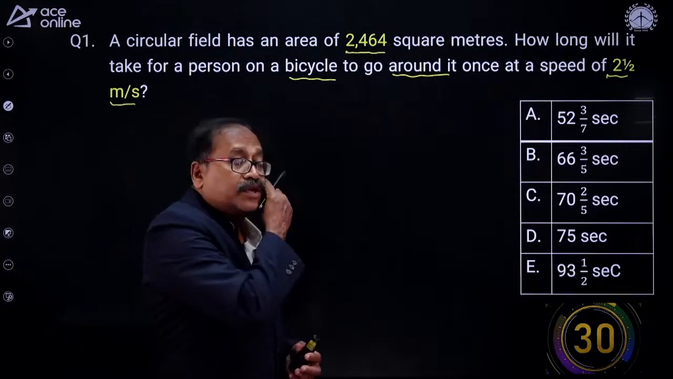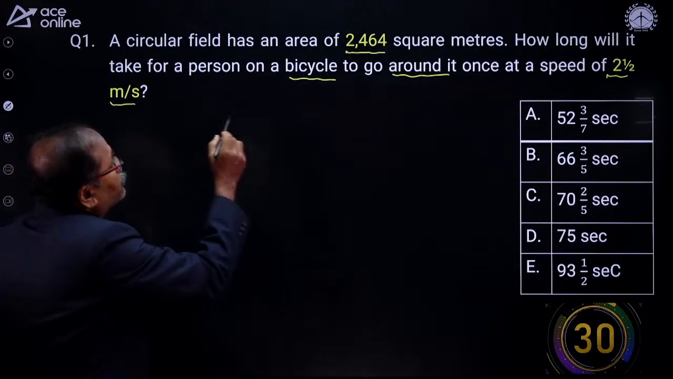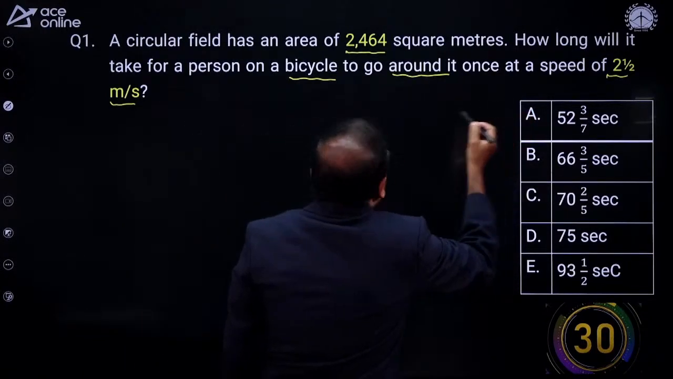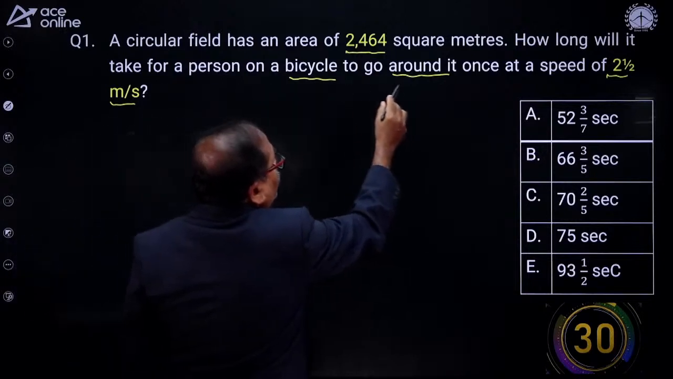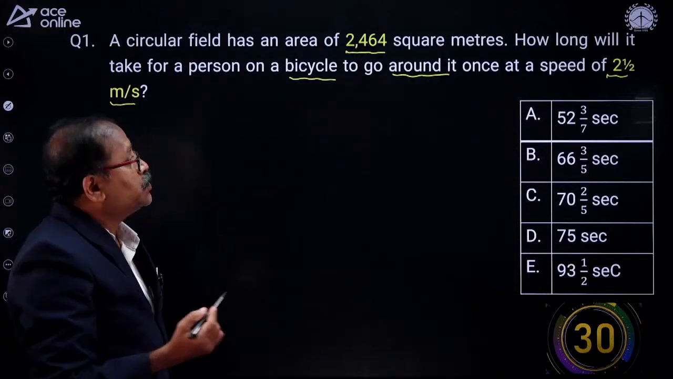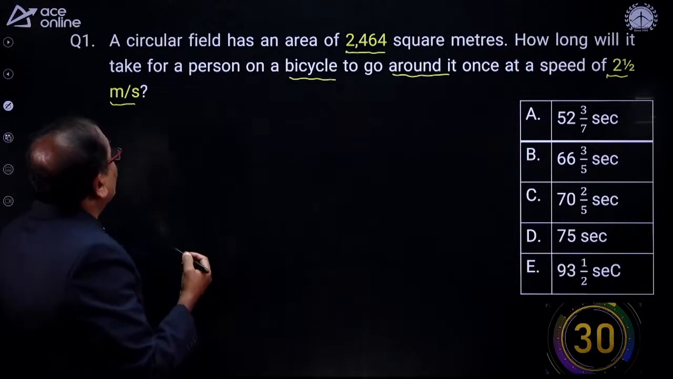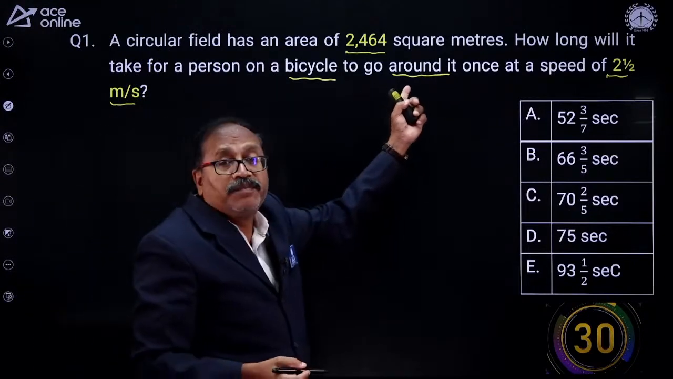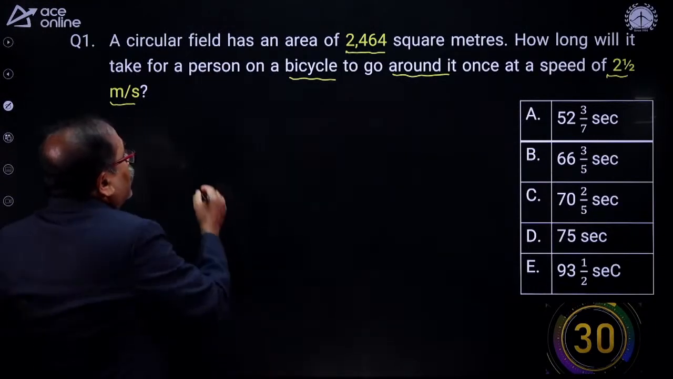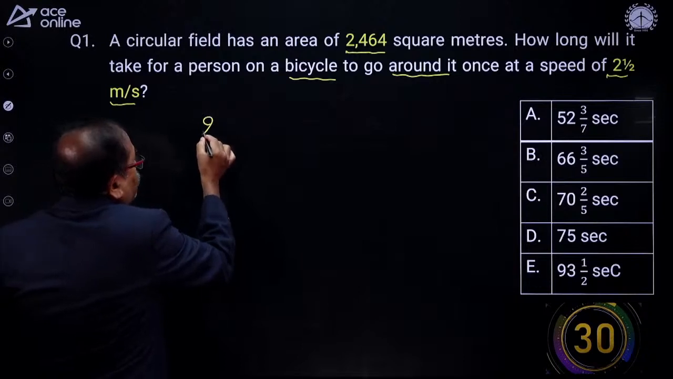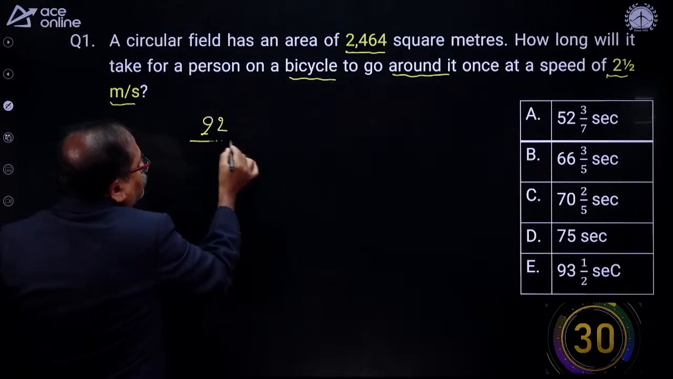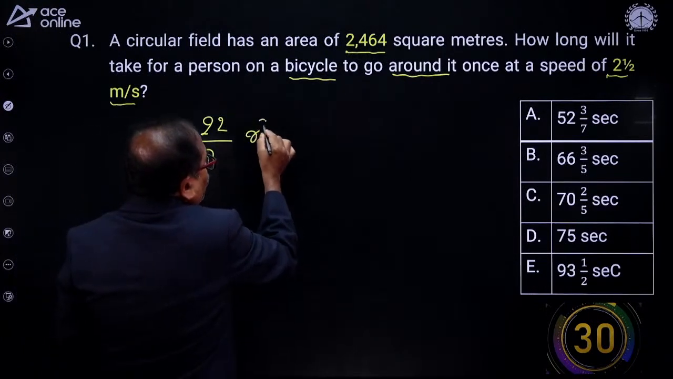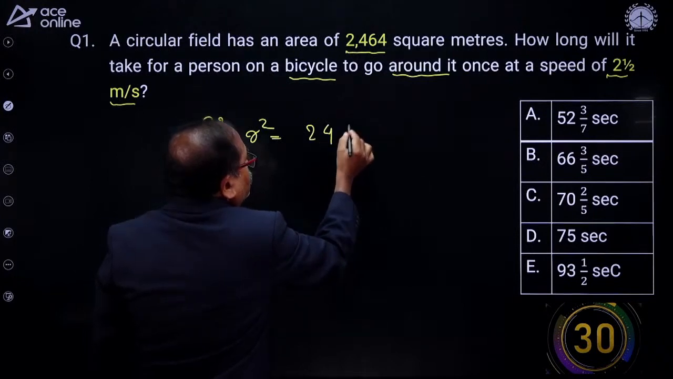Okay, let's begin here. The question is that a circular field has an area of 2464 square meters. How long will it take for a person to bicycle around it with a speed of 2.5 meters per second? So first we have the area here. I need to find out the perimeter. That is 22 by 7, that is pi r square, and pi r square is equal to 2464.